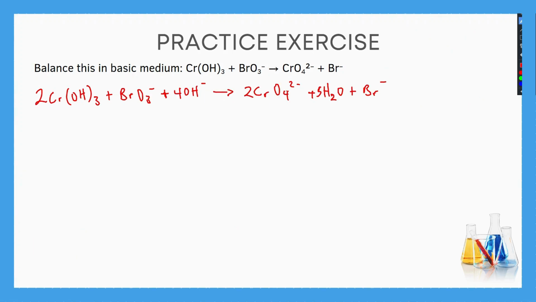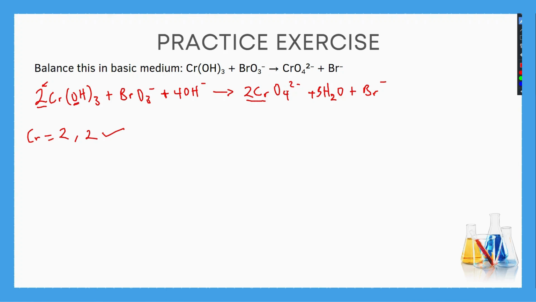So now this is our final equation, but just to be on the safe side, we want to check to see if the atoms are balanced on both sides and if the charges are balanced on both sides. So let's start with the first atom, which is chromium. On the left hand side, we have 2 atoms of chromium because of this coefficient of 2. On the right hand side, we also have 2 atoms of chromium. So we have 2, 2. Chromium is balanced.